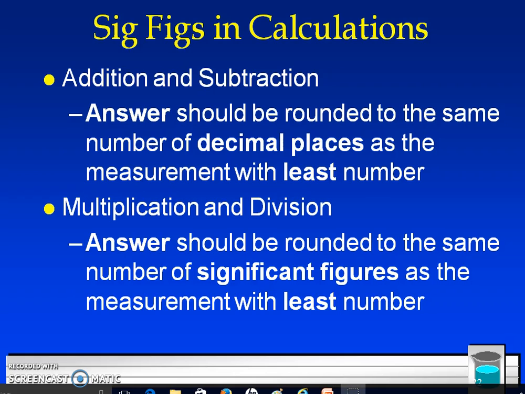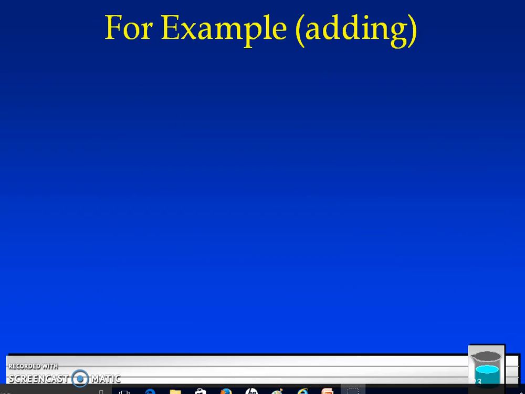And then sig figs and calculations, real quick. When you're adding and subtracting, your answer should be to the number of decimal places that is with the least number that you started with. And in multiplication and division, again, your answer is going to be rounded to the least number of sig figs that you started with. So let's look at an example of adding.